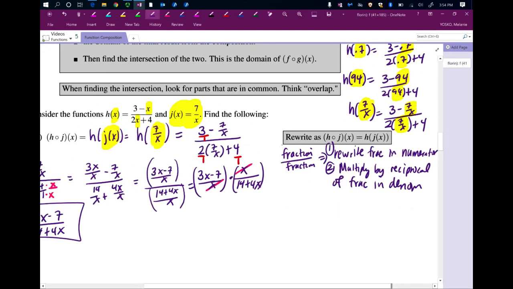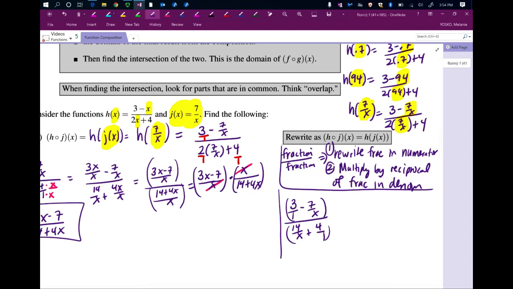You could have done 3 over 1 minus 7 over x over 14 over x plus 4 over 1. You could have multiplied the whole thing by the number 1. Remember, when we multiply by the number 1, that means it's the same thing on top and on bottom. So you could multiply by x over 1 over x over 1. Do you see that this and this are the same? So you're multiplying by the number 1.